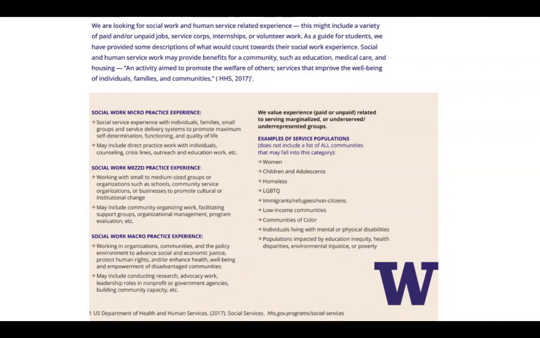Also, since UW's mission is closely aligned to uplifting the voices of underrepresented communities, as well as being an anti-racist organization, we really do value unpaid and paid experience that is directly serving marginalized groups. As you can see here, some examples of those service populations include, but are not limited to, LGBTQ folks, immigrants, refugees, non-citizens, communities of color, as well as individuals living with mental or physical disabilities, because again, these are groups that we need to center in our social work practice.